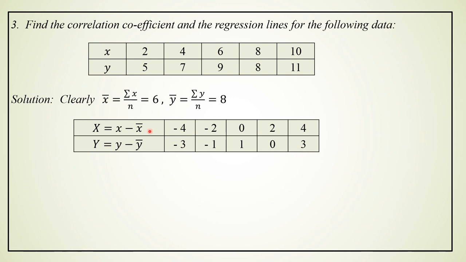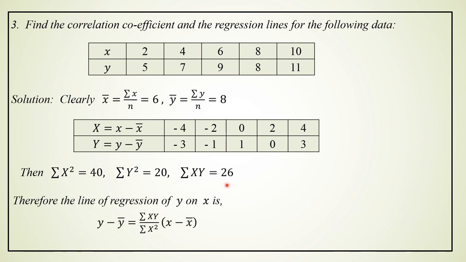So after computing capital X and capital Y, compute summation of squares of x. Just take the sum of the squares of capital X over here, that is nothing but minus 4 whole square plus minus 2 whole square plus 0 square plus 2 square plus 4 square, that will be equal to 40 here. Similarly, the sum of the squares of capital Y will be equal to 20, and the summation of x into y will be equal to 26.